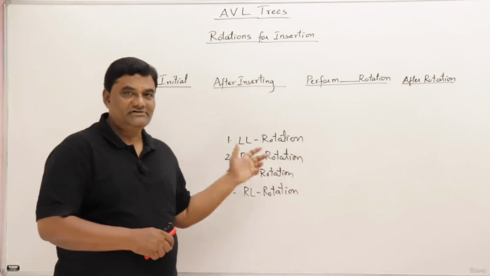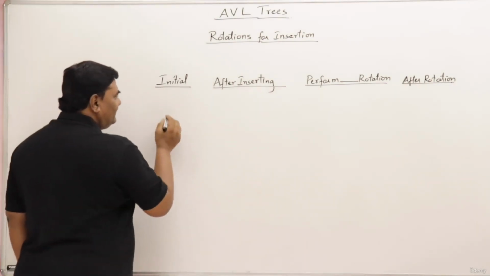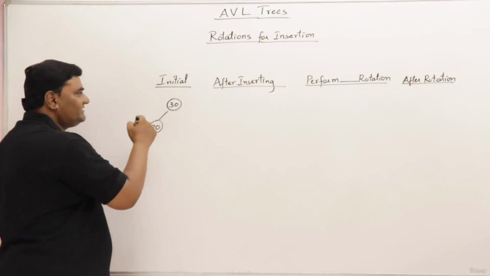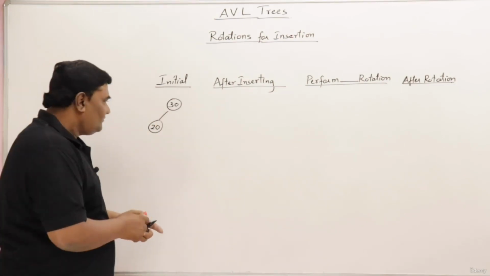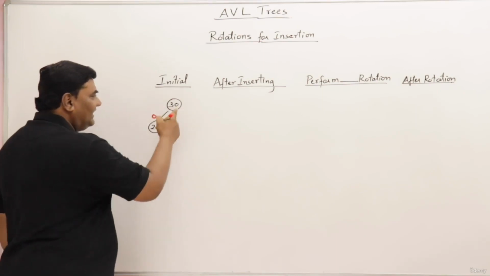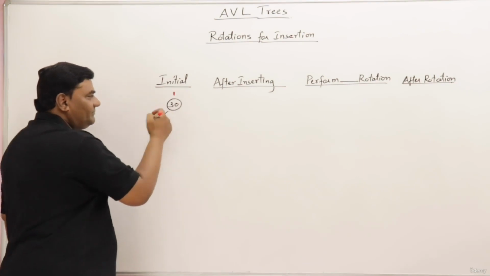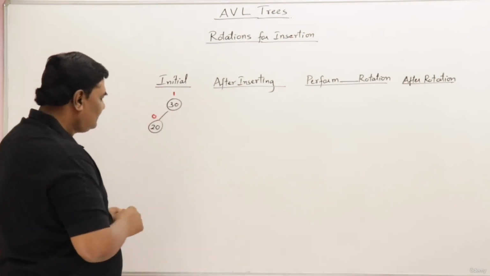So let us start with the first one. First one, LL rotation. Let us take an initial tree. Suppose this is an initial AVL tree. What are the balance factors? The balance factor of this is 0, and this is 1 and 0. So this is 1 minus 0, which is 1. So the balance factor of this node is 1.